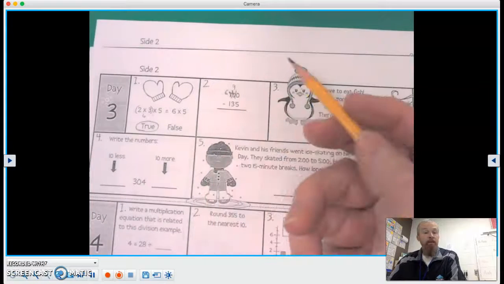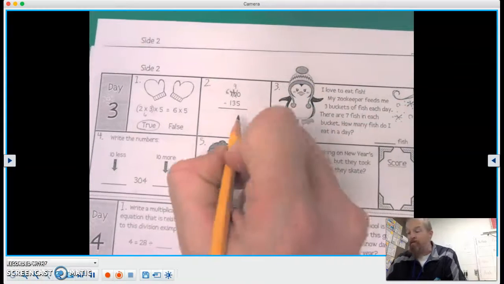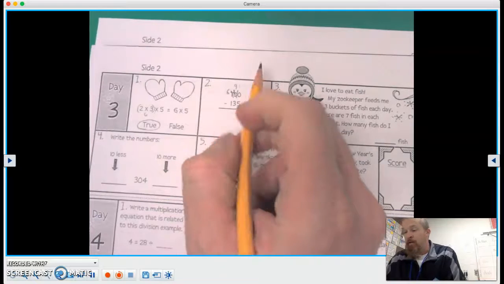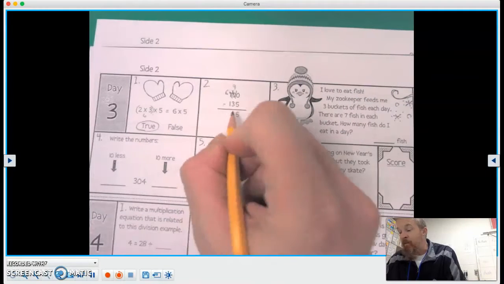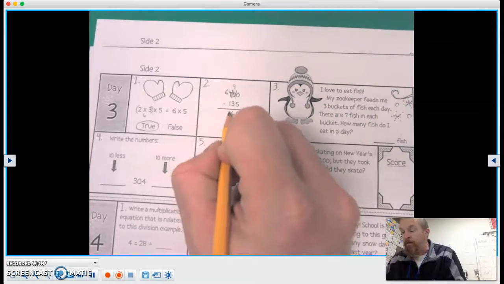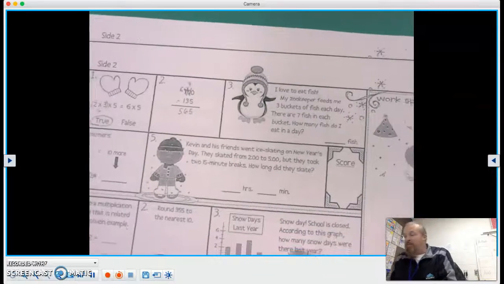Now we may begin our subtraction. So 10 minus 5 is 5. 9 minus 3 is 6. And 6 minus 1 is 5. There we are.